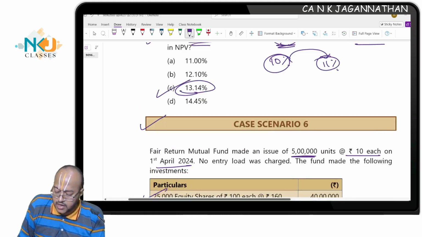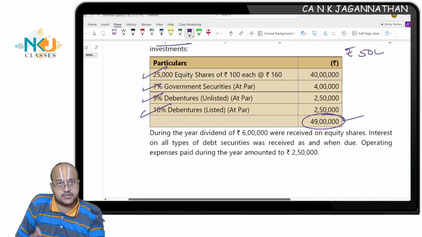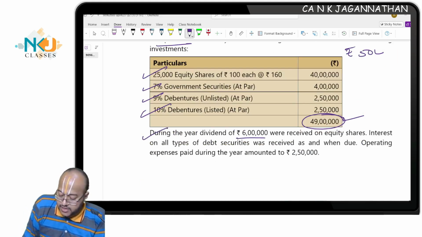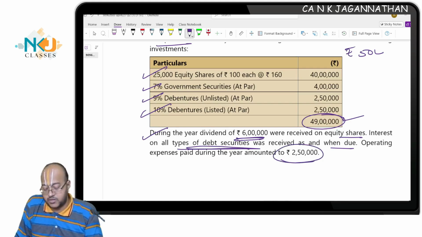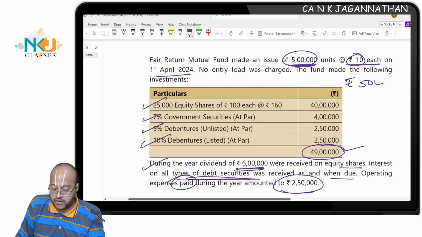Initially, how much did it receive? 5 lakh units of 10, so 50 lakh rupees it received. Out of this 50 lakhs, it made an investment of 49 lakhs. 1 lakh is the cash balance. You should understand it like this. During the year, dividend of 6 lakhs was received on equity shares. Interest on all types of debt securities was received as and when due. Operating expenses paid during the period were 2,50,000, paid during the year, which means it will affect the cash balance.